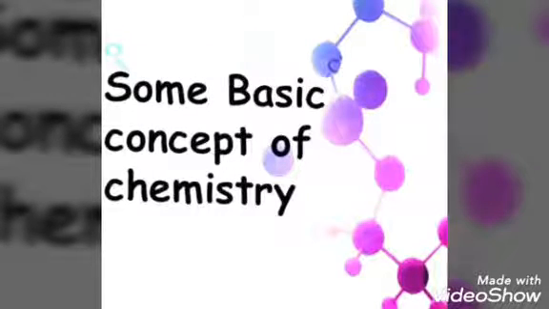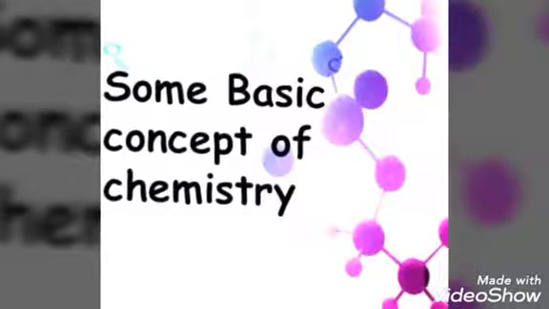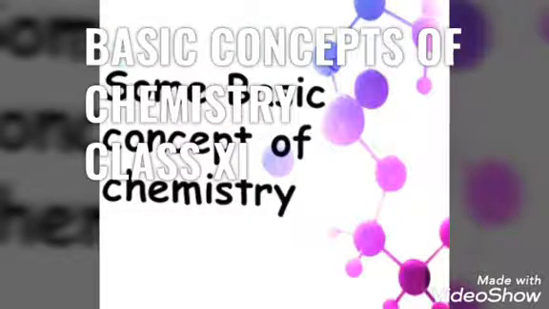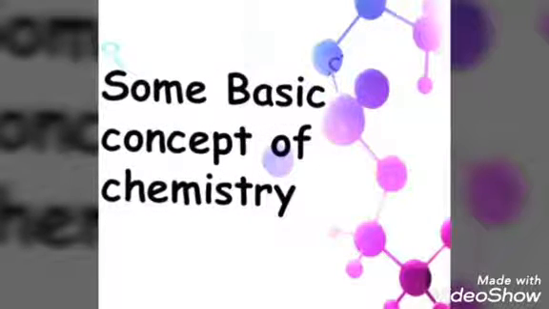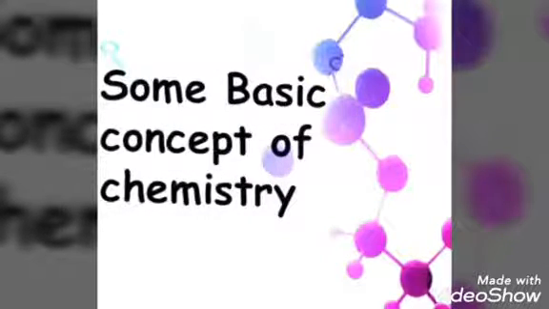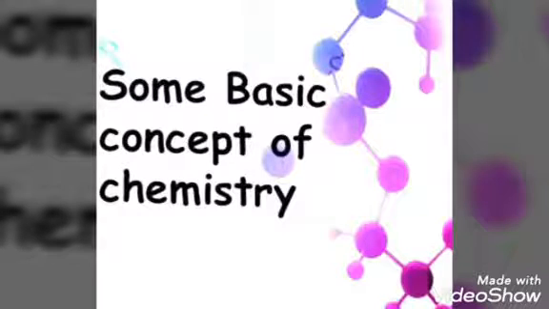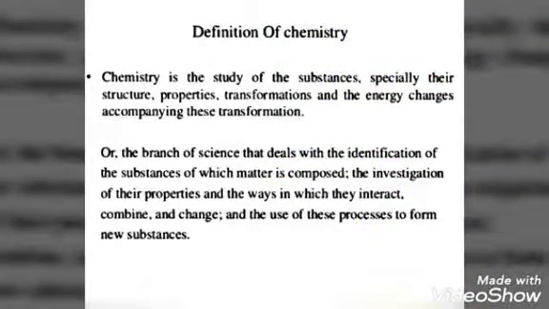Some basic concepts of chemistry. In this chapter, we will be studying Dalton's atomic theory, modern atomic theory, laws of chemical combinations, volumetric analysis, and its calculations. First of all, what is chemistry?